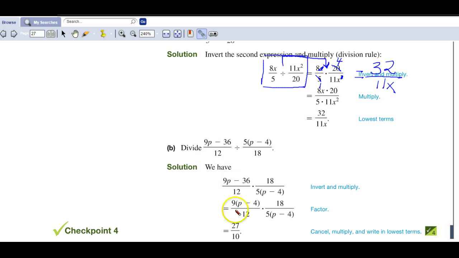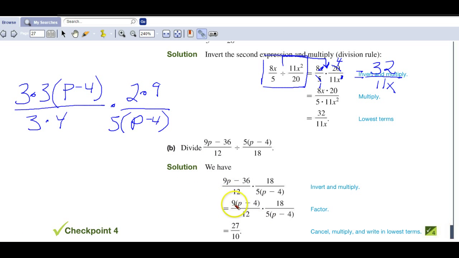Now over here, notice they're factoring out a 9. And here you can do some canceling. And again, they're not showing you that, but I would. So let me show you that.